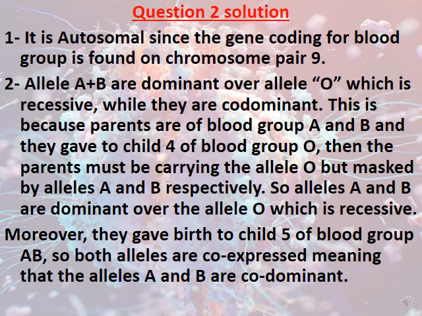Moreover, they gave birth to child 5 having blood group AB. So both alleles are co-expressed. So this is the case of codominance.